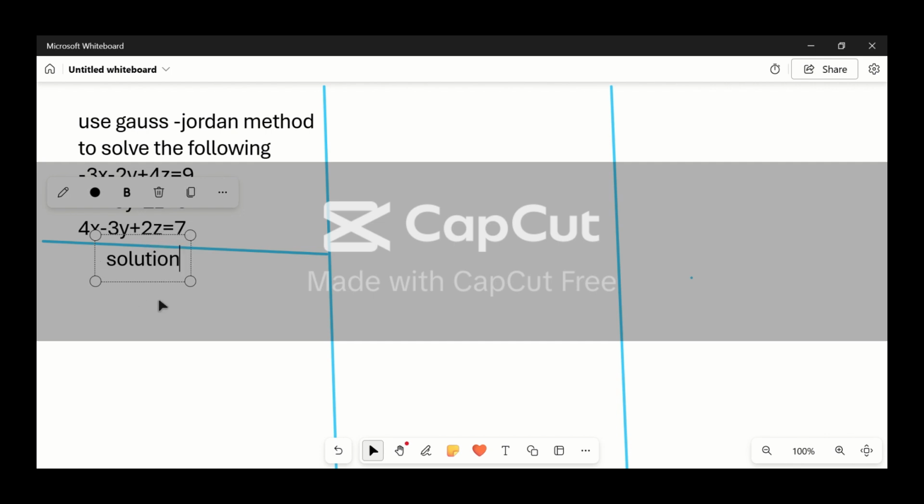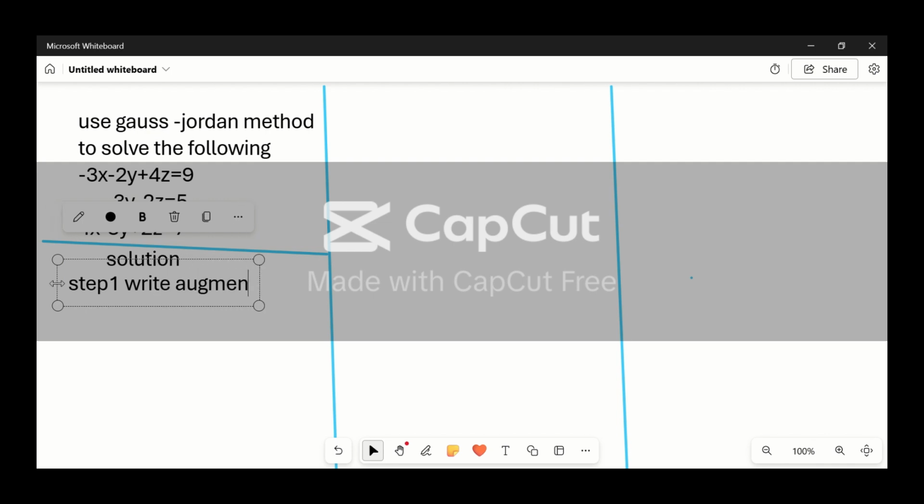The Gauss-Jordan method is the solution here. That's the first step you have to do. The first step is just to do what? To write the augmented matrix. After seeing this, we can write the augmented matrices.